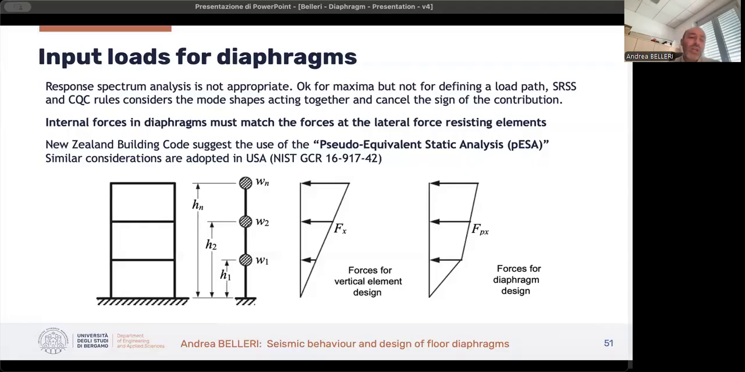So basically, in addition to the traditional equivalent static analysis, let's say a triangular load distribution, which is good and used to derive the forces for the vertical element design, there are additional forces, these pseudo-equivalent forces, that are used for the diaphragm design.